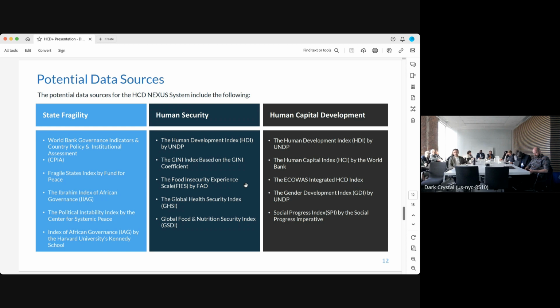And so you see here on the slide, state fragility, human security, and human capital development. Those are the three sectors that we're trying to bring together, which is unique. Different early warning systems focus on different things. We're trying to bring it together and focus on that nexus between those three things, because they're all so critical to the success of this exercise and for the promotion of human security and well-being around the world.